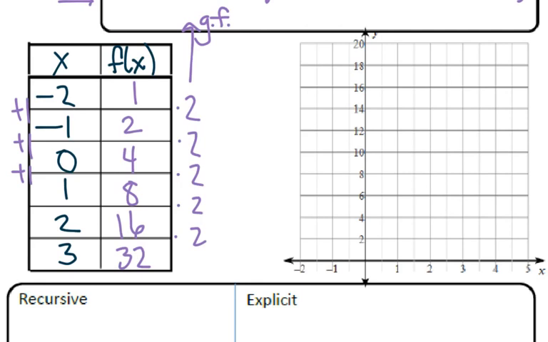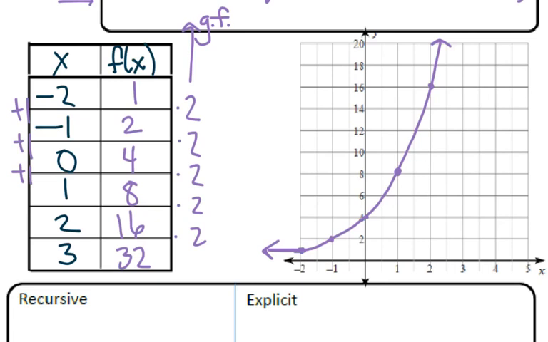So if we graph this one, it would look something like this. Negative 2, 1, negative 1, 2, 0, 4, 1, 8, 2, 16. Oops, I messed up on my 1, didn't I? And 3 clear up to 32. So it keeps going this way and then shoots up. And remember, when it's going this way, it's never going to cross the x-axis unless we shift it up or down.